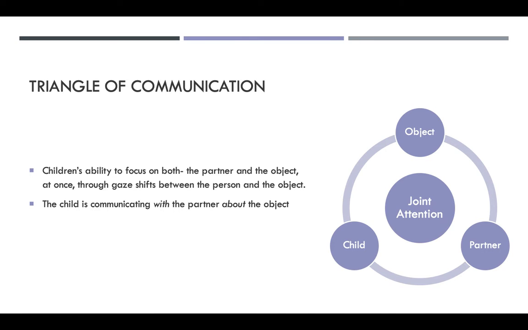So it's a child's ability to focus on both the partner and the object at once through gaze shifts between the person and the object. So the child is communicating with their partner about the object. So it's kind of saying joint attention is in the middle of the object, the partner, and the child. And those are the three components of joint attention. So I just thought this was a super interesting and easy way to capture and know joint attention for what it is.